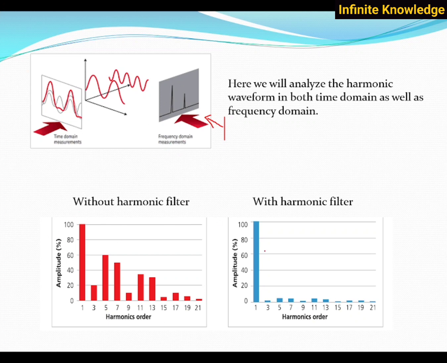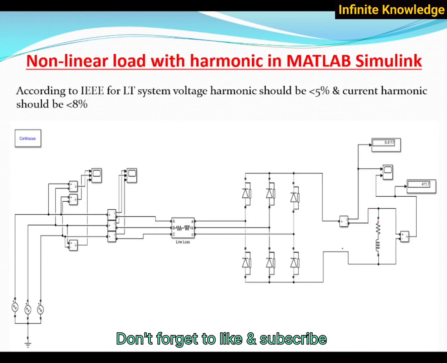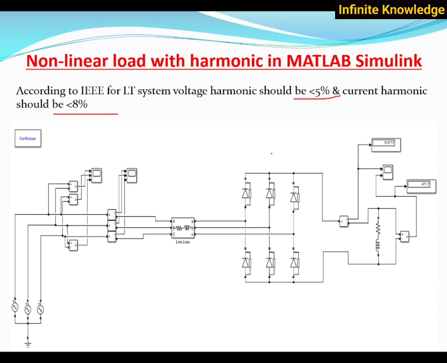If you go into more detail, you can see here this is our fundamental frequency. It is 100%, the third harmonic is 20%, the fifth harmonic 60%, and the seventh harmonic is 50%. Without a harmonic filter, we get these types of harmonics. If you connect a harmonic filter, we can eliminate or reduce the harmonics in the system. There are also some IEEE standards: voltage harmonics should be less than 5% and current harmonics should be less than 8%. We will see it later.